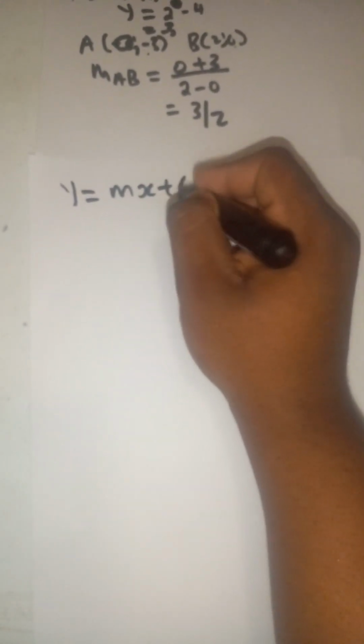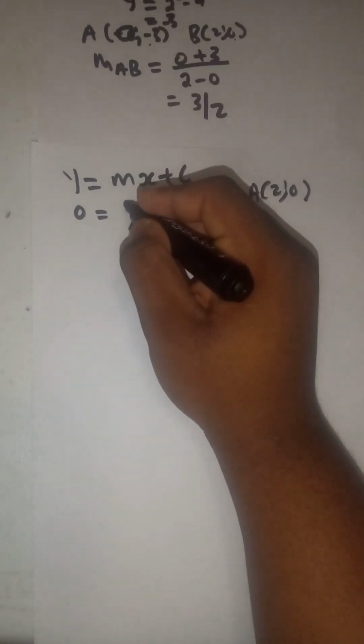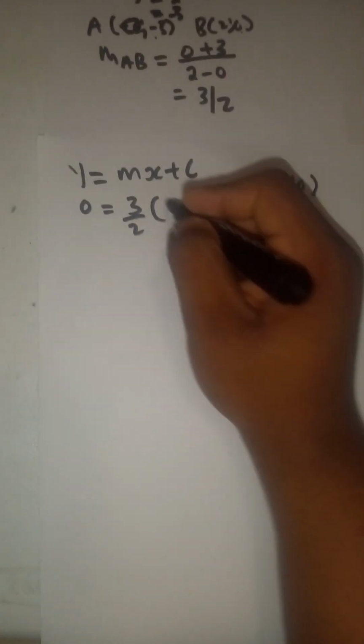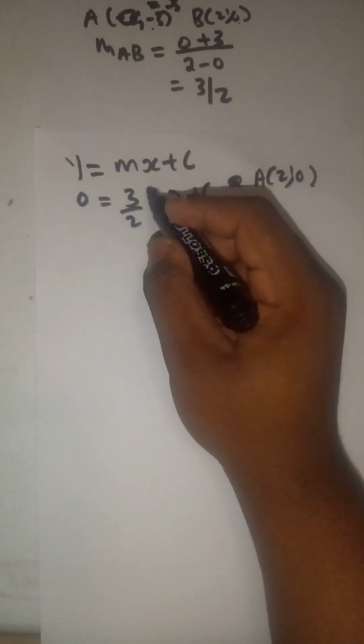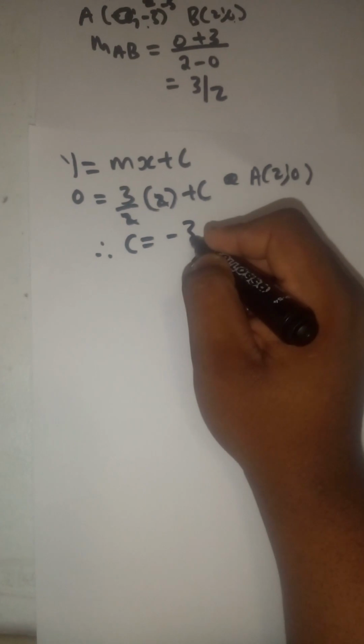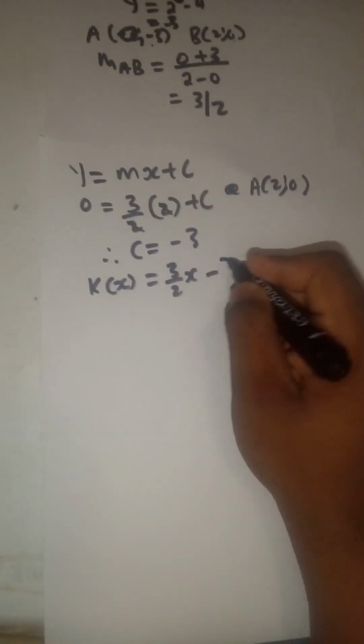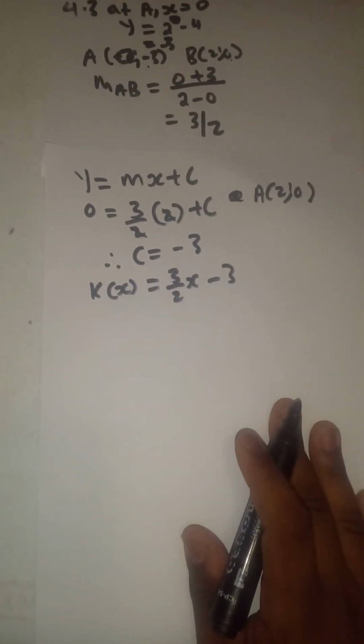So now since I have the gradient there, I can find the equation of the straight line. I can say y is equal to mx plus c, and then I can choose a point at A, (2, 0). Where there is a y, I put 0, which is equal to the gradient, 3 over 2. Where there is x, I put 2, plus c. And then you know that 3 over 2 times 2, this one will cancel that one. Therefore, c is equal to minus 3. Now you can write k of x is equal to 3 over 2 x minus 3. This is the equation that they wanted.